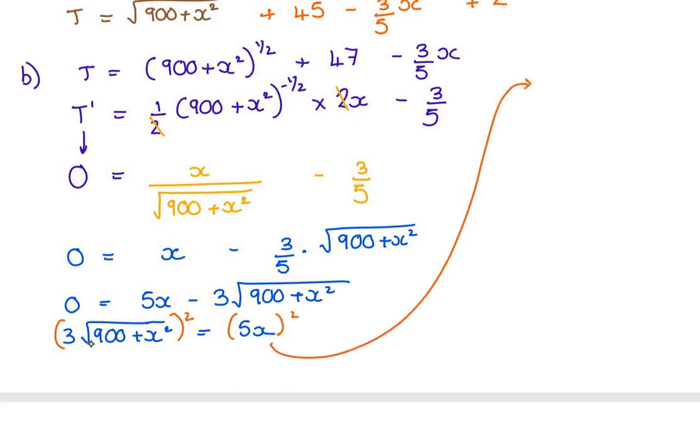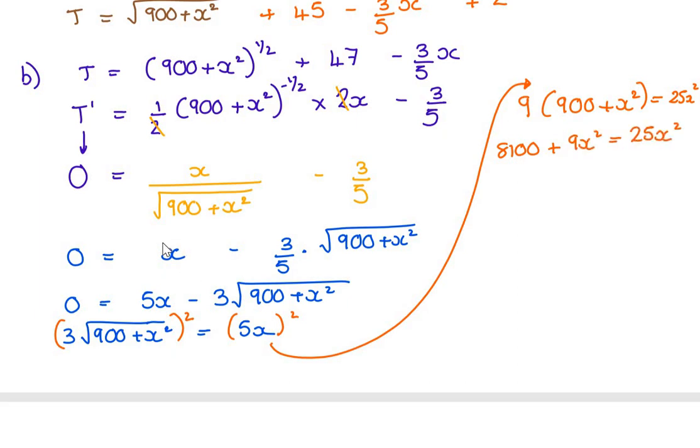And if I go up here, if I square 3, don't forget the 3 is not under the root, so that's 9. And then the square root disappears. And that's going to equal 25x squared. Now, the good news here is this actually just does become a quadratic equation. So 9 times 900 is a bit big, that's 8,100, plus 9x squared equals 25x squared.